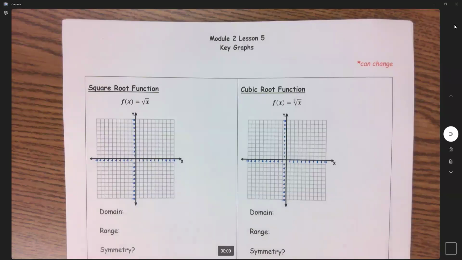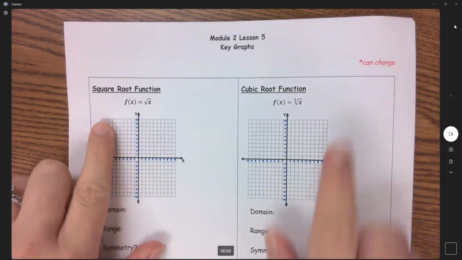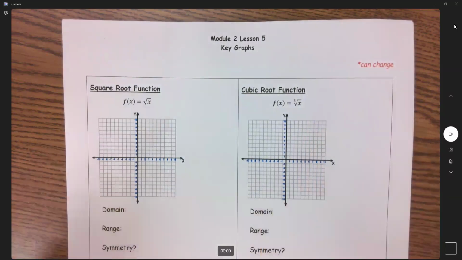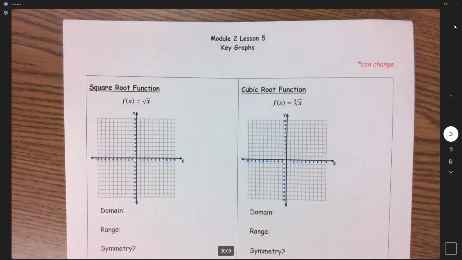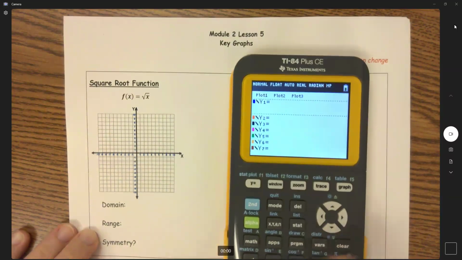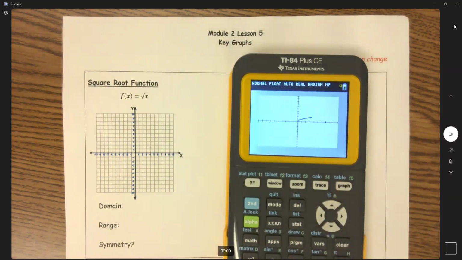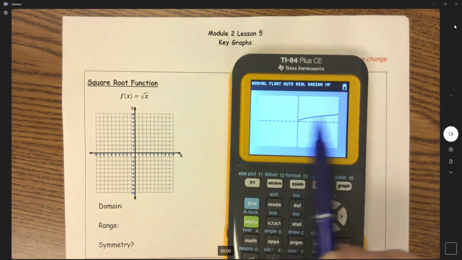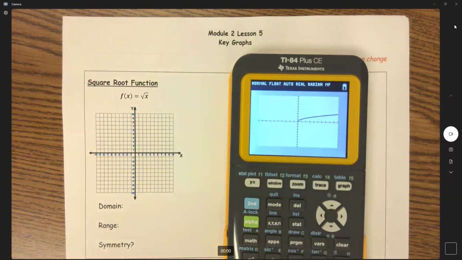The next two functions I want to go over are the square root function and your cubic root function. So let's go over both roots in this video. So my square root function here, if I put in my y equals, we're going to do our square root of x and hit enter. I refer to this one as your eyebrow function. It kind of starts one way and keeps going that way.